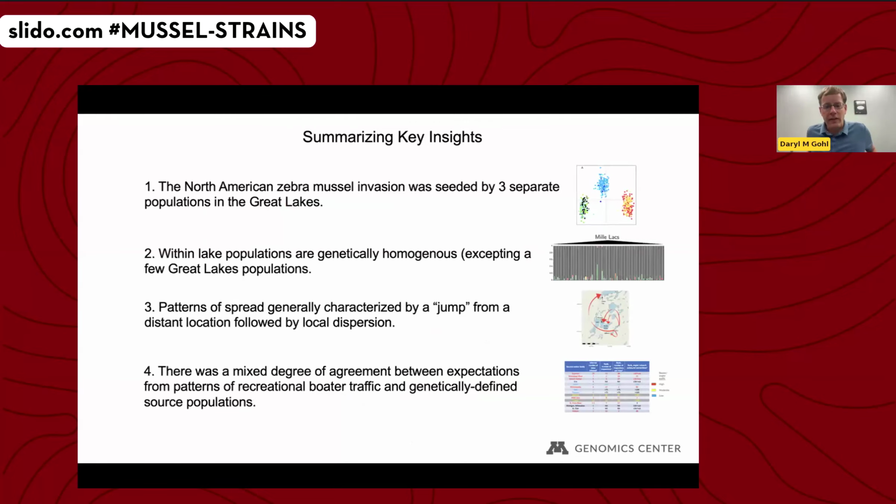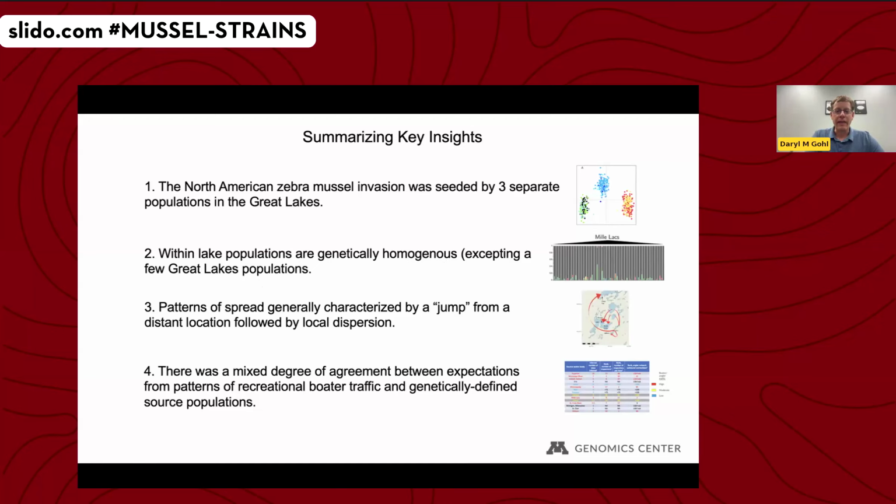So just to summarize a few of the key insights from the paper, we showed that the North American zebra mussel invasion was likely seeded by three separate events in the Great Lakes. Within lakes, the populations are actually very genetically homogeneous. We had 60 some samples from Mille Lacs Lake, and they all look very similar, at least within that lake. The exception to this was a couple of the Great Lakes, where there are genetically distinct populations at different, distant areas in the lakes.